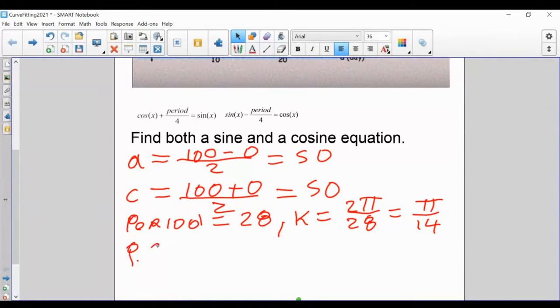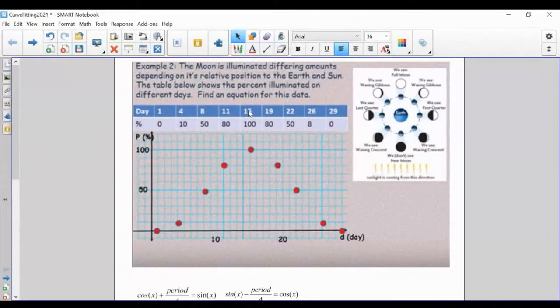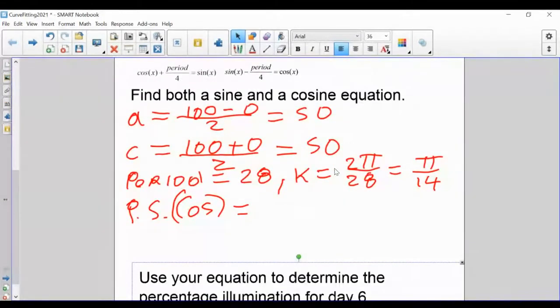What I call PS, or phase shift. Now, for cosine specifically, the way I like to teach this is, where does the high occur? The high occurred 15 days into the cycle. Normally the high occurs right at the start, but it took 15 days for us to get to that high. Because it's a cosine function, the high usually occurs at the very start. It took 15 to get to that, so we're going to make that PS 15 for a cosine function.